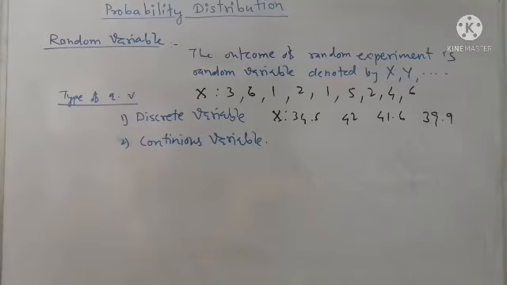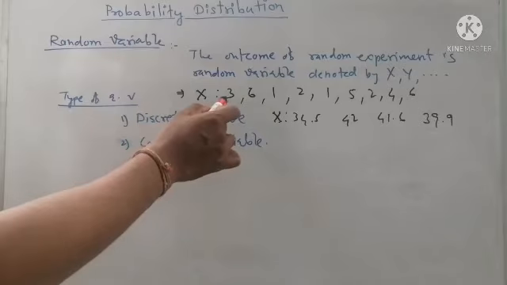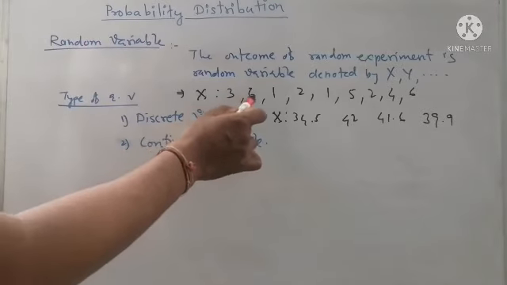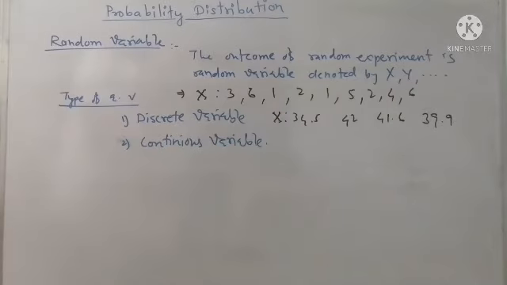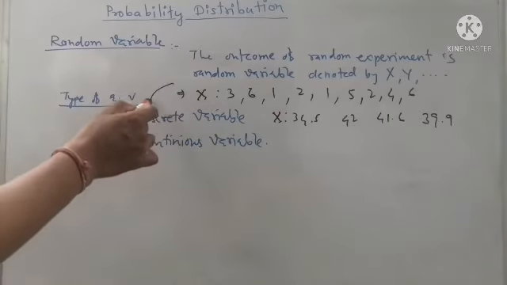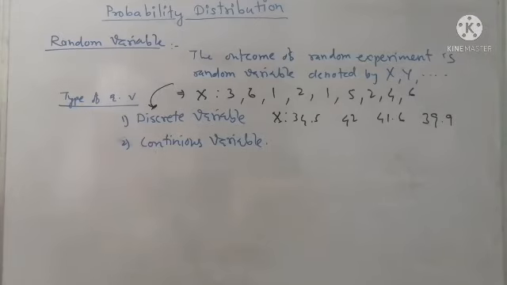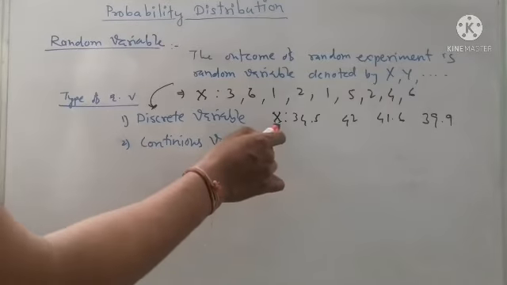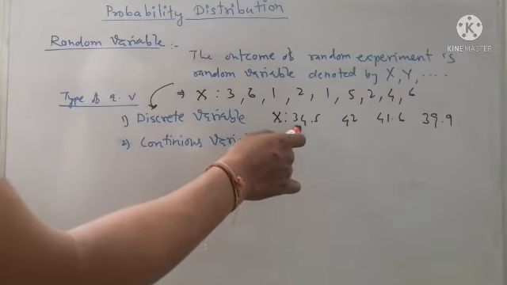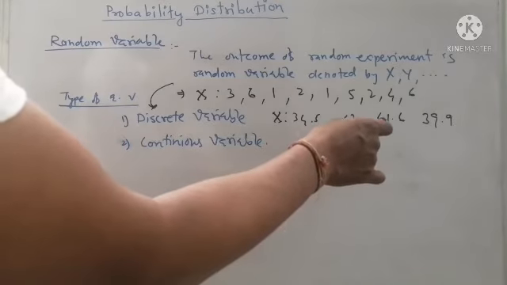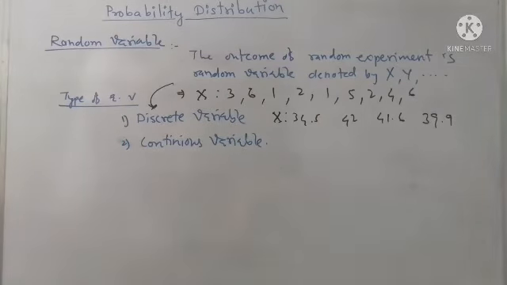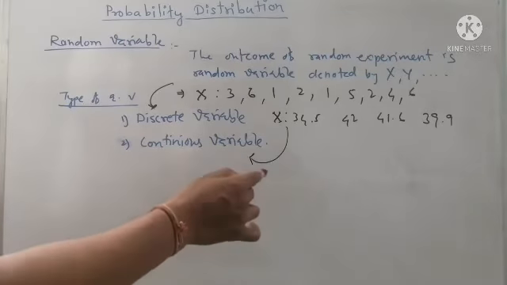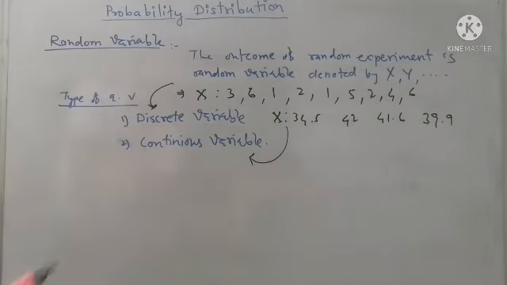Now you can observe that in the first experiment the random variable results 3 6 1 2 1 5 2 4 6 are integers. Such variables are called discrete variables, which are distinct. In the second, the random variable values are fractions like 34.5, 41.6. These are continuous variables. So there are two types of random variable: some are discrete and some are continuous.